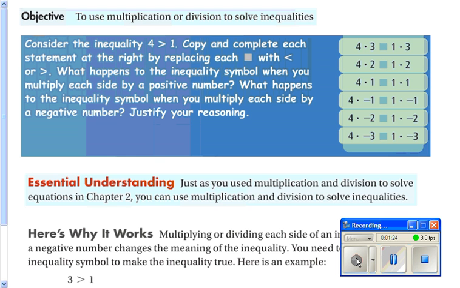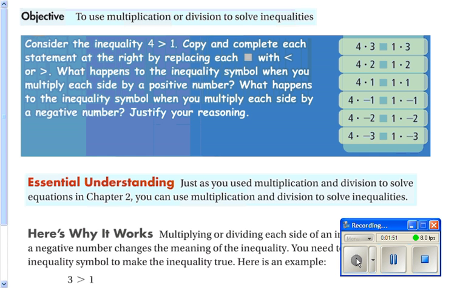Consider the inequality 4 is greater than 1. Copy and complete each statement by replacing each box with less than or greater than. And answer this question: what happens to the inequality symbol when you multiply each side by a positive number? What happens to the inequality symbol when you multiply each side by a negative number? Justify your reasoning. Go ahead and pause the video, fill in the answers, think about those questions, and then restart the video.